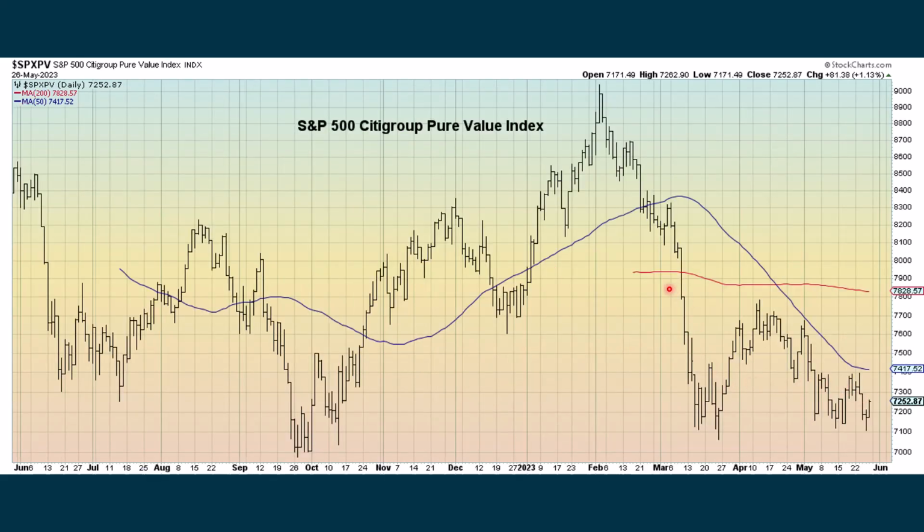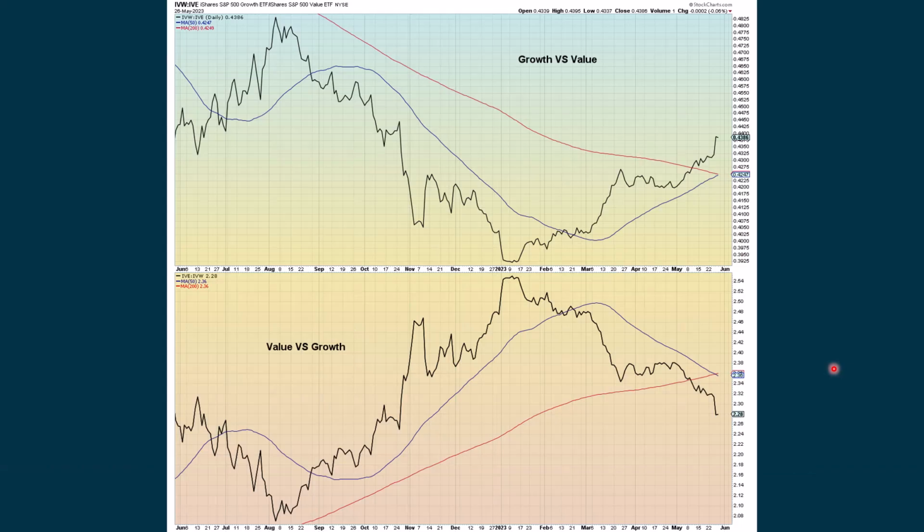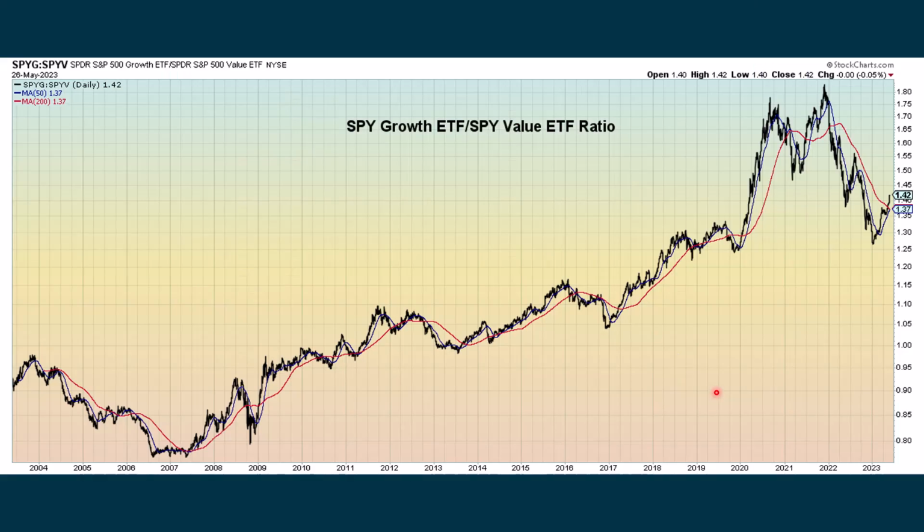The interesting thing is value is also in a downtrend, but when we compare the two, growth versus value, growth is just getting ready to give us a golden cross here and start to outperform value. An inverse of that same chart is value is now starting to underperform growth. Then we look at a number of different ways of looking at growth versus value.